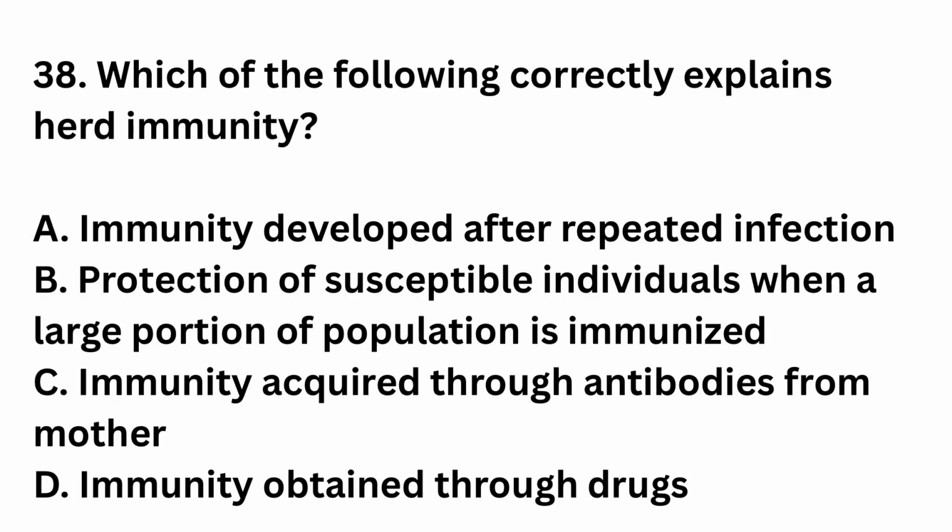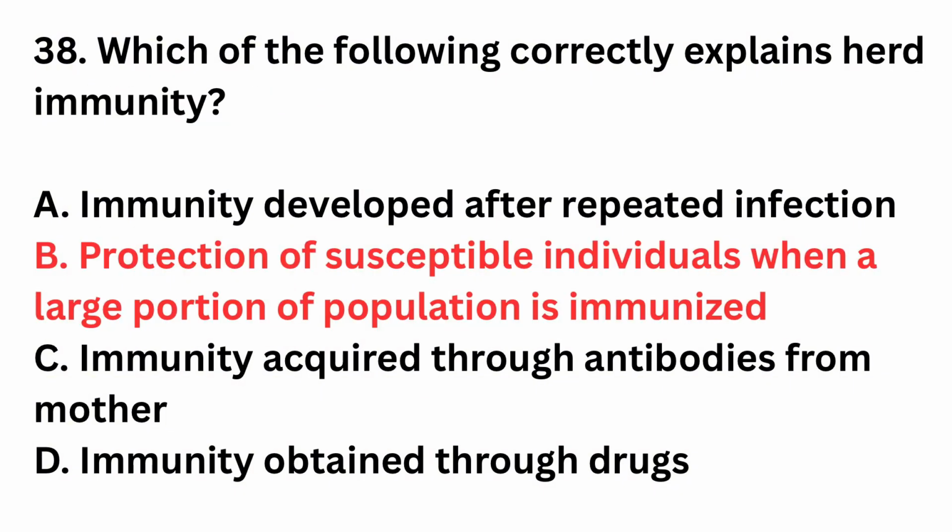Question number 38. Which of the following correctly explains herd immunity? Immunity developed after repeated infection, protection of susceptible individuals when a large portion of population is immunized, immunity acquired through antibodies from mother, immunity obtained through drugs. The right answer is option B. Herd immunity occurs when a large proportion of a population is immune to a disease. This reduces the spread of infection and indirectly protects unvaccinated individuals.